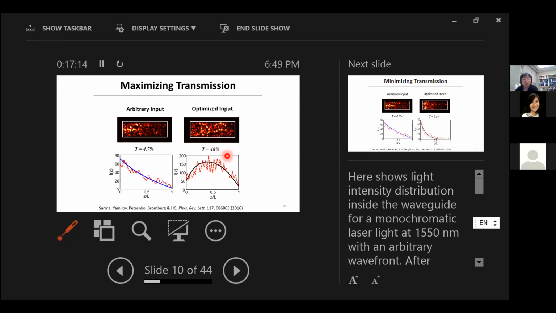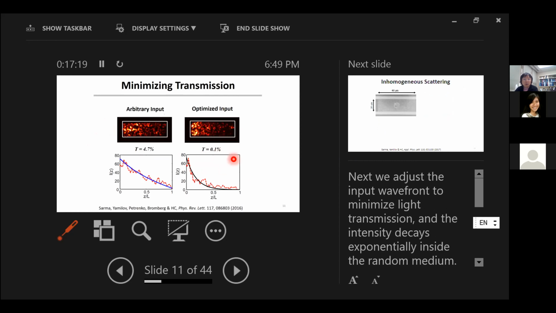And now if we want to couple to the closed channels, then we can suppress the transmission. So now you see, we can reduce the transmission to 0.1%. That's about 47 times smaller. In this case, the intensity distribution decays exponentially with the depth. So you can see that this actually corresponds to the spatial profile for the closed channel. That's why they have very small transmission. Most light is reflected.